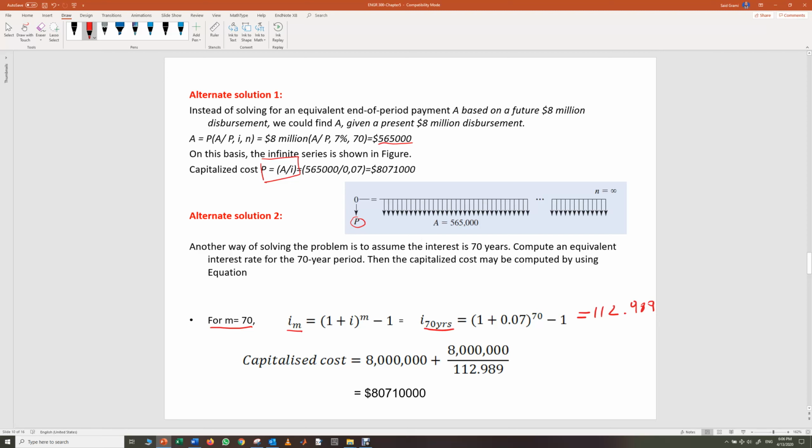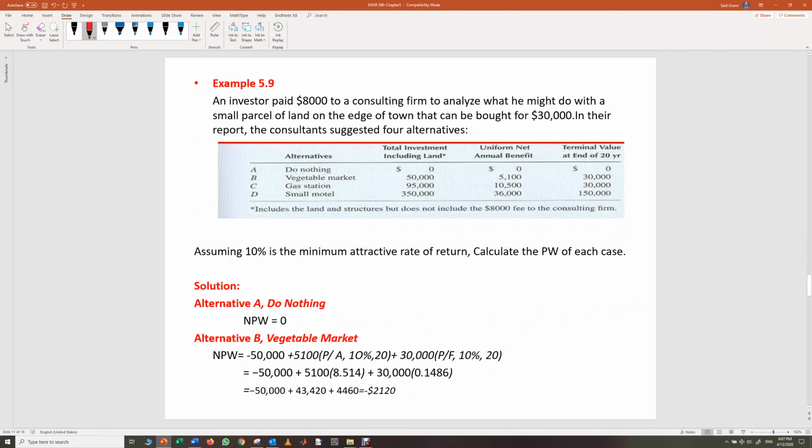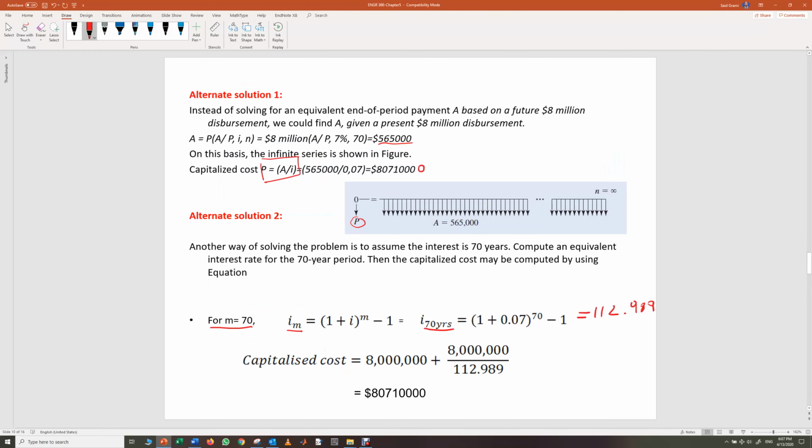So the capitalized cost is 8 million plus 8 million divided by the interest rate for 70 years. So we get 8,071,000. $710,000. So in here a zero is missing. Okay. So this is an alternative way to deal with an infinite period.